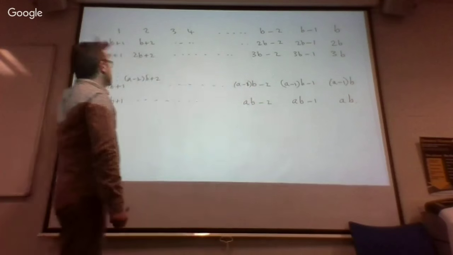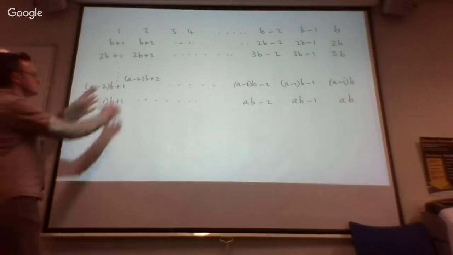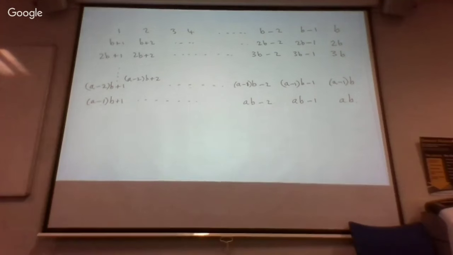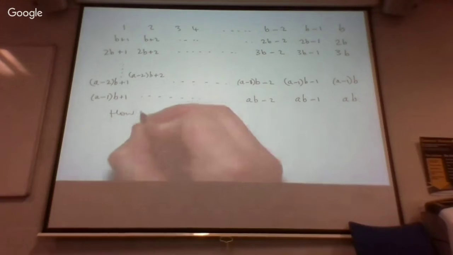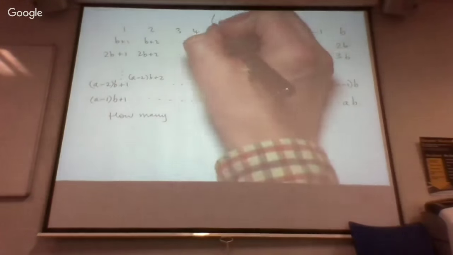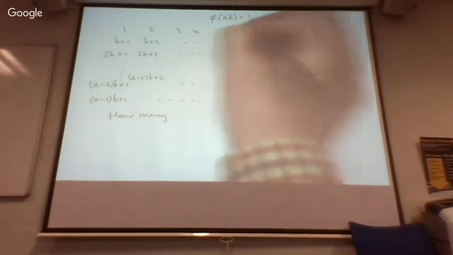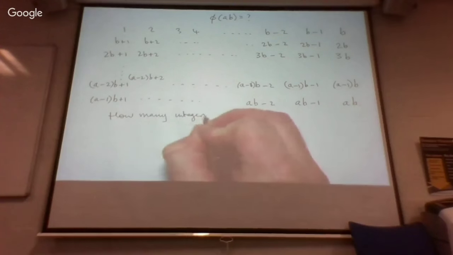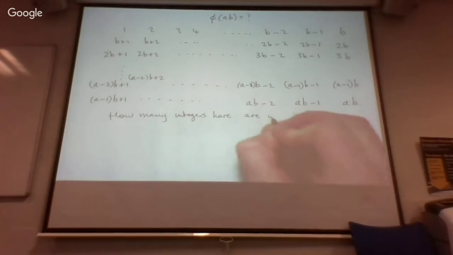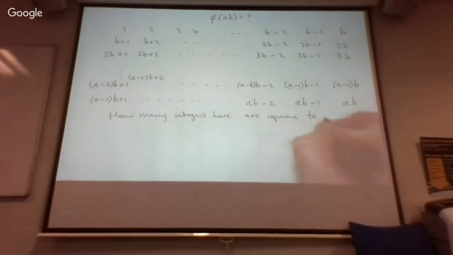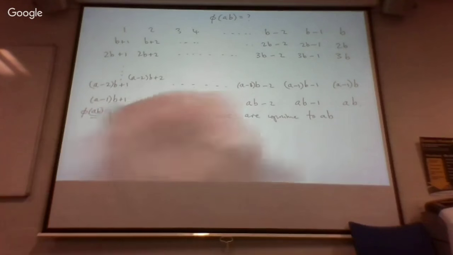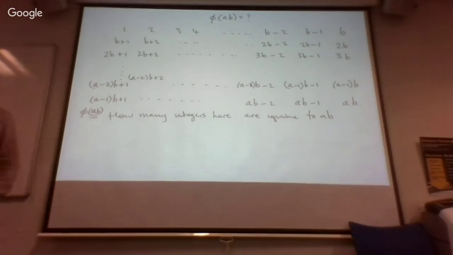There's a little bit more detail. We've got B columns, A different rows. So how many things here? This is the question. We search phi of AB. Phi of AB equals what? Well, what that means is how many integers here are coprime to A times B? So asking what phi of AB is is asking this question here: how many integers here are coprime to A times B?